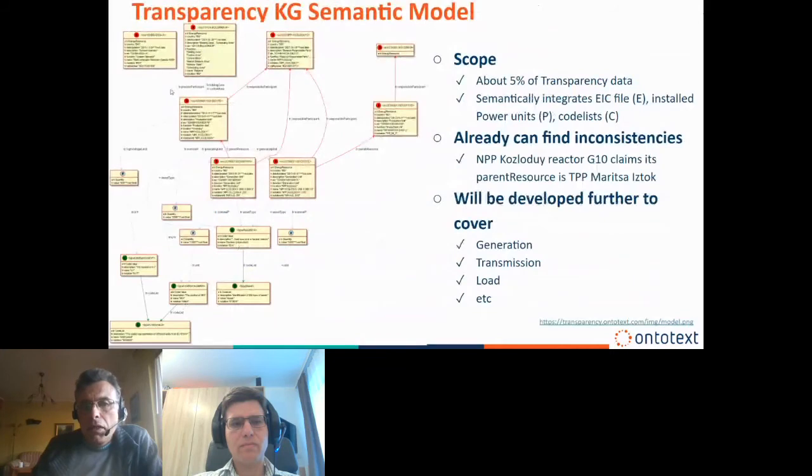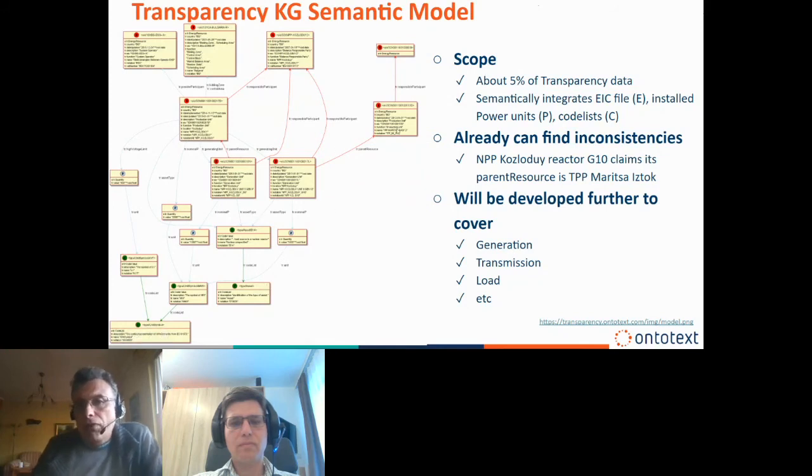This is a simple model of maybe about 5% of the transparency data. Here the red things come from the EIC file. The blue things come from the installed power. So this says there are such and such companies, and this is the Kozloduy power station with its 2 reactors. And this here says what is the voltage and the nominal power for the station and for the reactors. Whereas these green C's are code list values, nomenclature values.